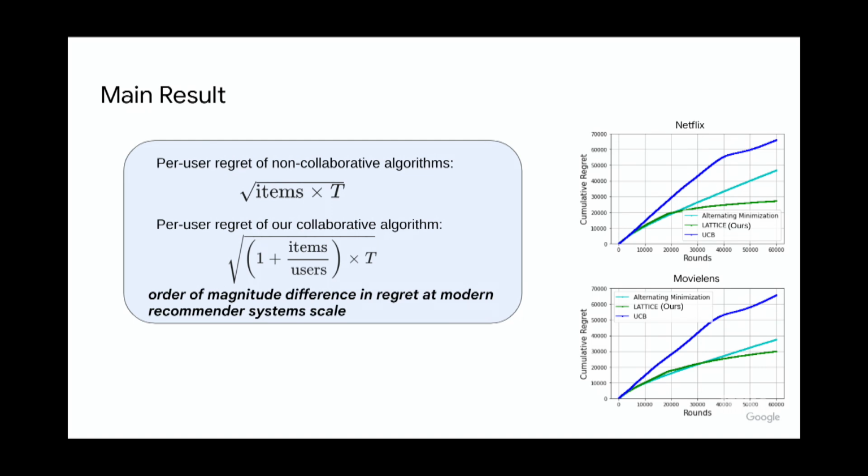If you see the plots on the right hand side, these are some synthetic experiments that we ran on Netflix and MovieLens datasets. UCB is your standard basic algorithm where you don't collaborate across users. So you can see the regret of UCB is much larger than this. The green line is our algorithm. So it's one order of magnitude better than UCB. These are just synthetic dataset experiments. Towards the end I will also show you some real numbers on real problems.